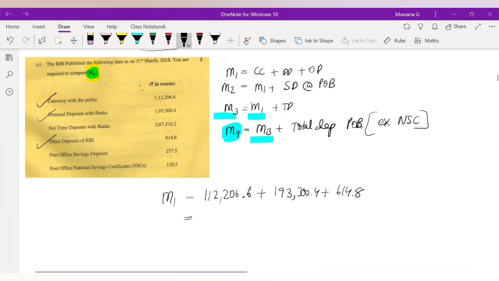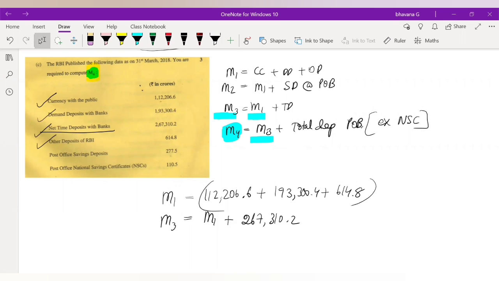So what is your M1? We don't need to find this. We'll directly substitute it in M3 and find out. So M3 is nothing but M1, whatever you have found above, and plus you have to do time deposits. Okay, where is time deposits? Here you have time deposits, net time deposits with the bank. So if you do M1 plus 267,301.2, you will get your M3.